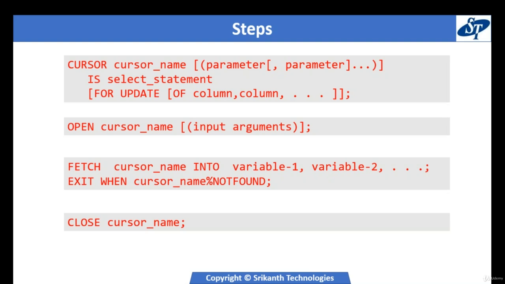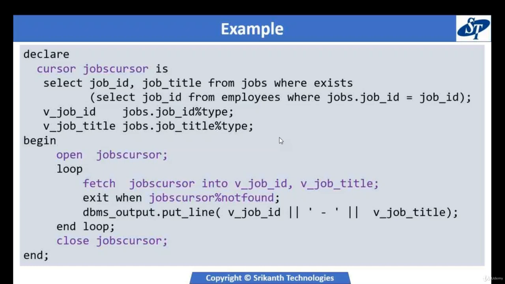When you reach the end of the cursor, you are going to stop, but to know that you need to use an attribute called not found. So cursor name percentage not found will tell you whether the previous fetch succeeded or failed. If the previous fetch failed, then you're going to exit. So when not found is true, you exit the loop. So the third step is iterative. You have to repeatedly execute those statements until exit is executed. And finally, always close the cursor once it is done. So let us put this into a program.